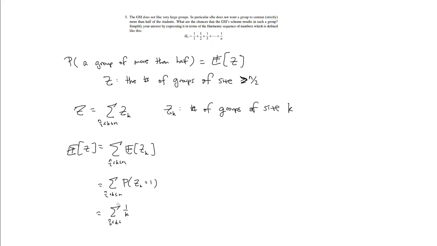Now in terms of the harmonic sequence, we can write this as Hn minus H(n over 2) if n is even. Otherwise, it's Hn minus H(floor of n over 2).